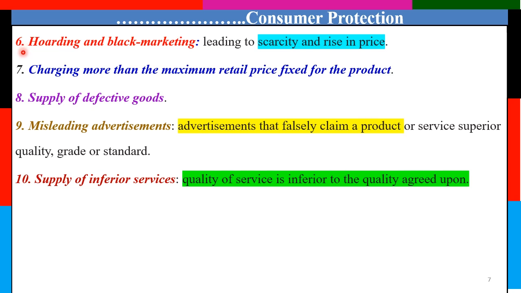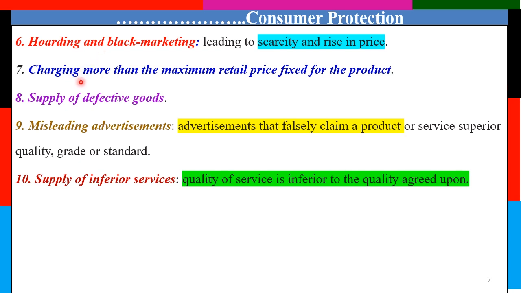Next to number 5, which is malpractice or misconduct practiced by the business group, is hoarding and black marketing. This means leading to scarcity and a rise in price. Maybe the business group holds the products or stores the product in the warehouse for a long period of time in order to increase the price of the product. And again, practice illegal selling and buying of the products in the black market. When the businessman stores the products for a long period of time in the warehouse, this creates a shortage and the prices rise. Maybe this affects the consumers. So again, this is the misconduct or malpractice exercised by the business groups.